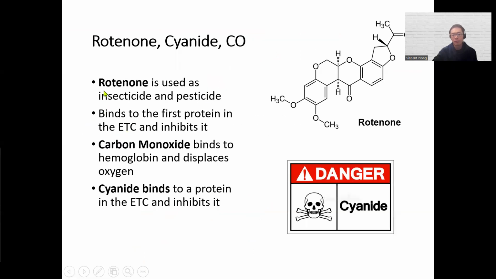Okay, so the rotenone binds to the protein and inhibits it. Carbon monoxide prevents the oxygen from being delivered. Oxygen is not there, it's not pulling the electron off, the ETC gets clogged up, and then the same kind of problem with cyanide. Okay.